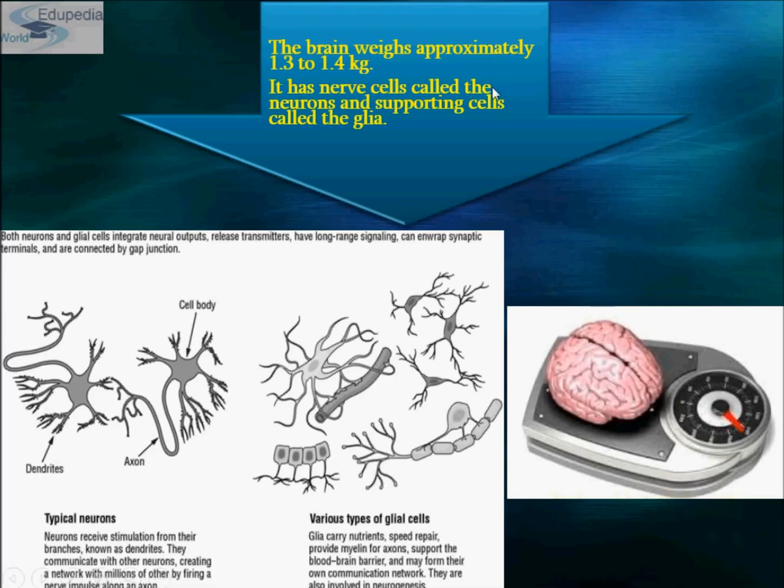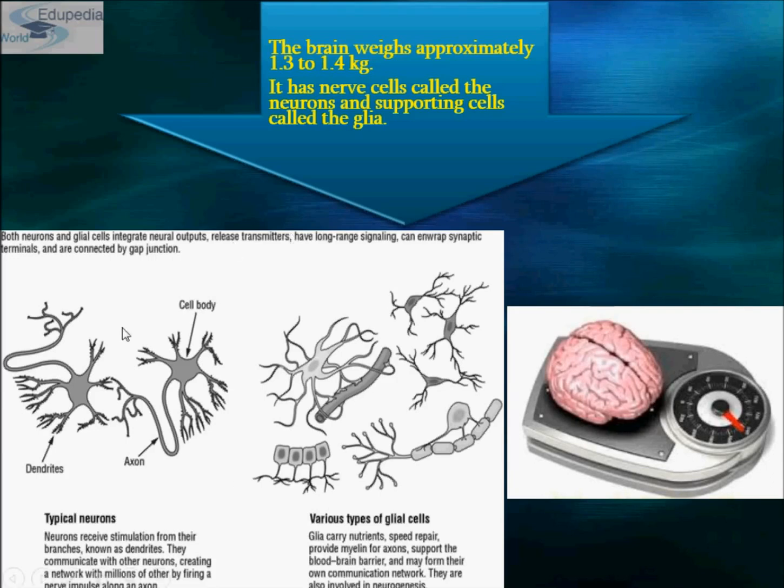And it has nerve cells called neurons and supporting cells called glia. These are typical neuron structures, and this is a glial cell that supports these neuron cells. Both neuron and glial cells integrate neural output and release transmitters. They have long range signaling and can enwrap synaptic terminals and are connected by gap junctions, which I have already taught you in my previous section of the presentation.